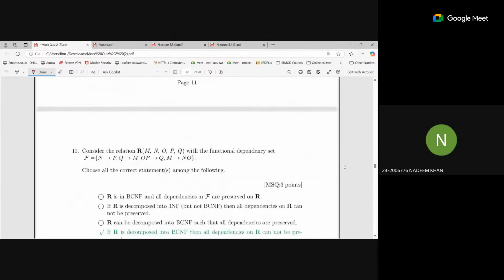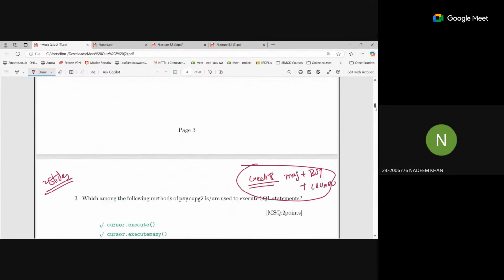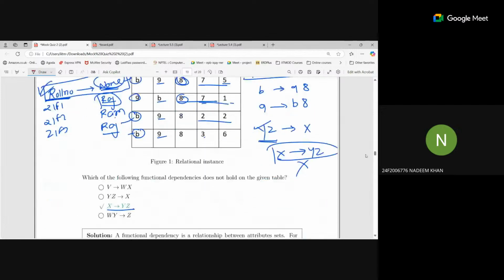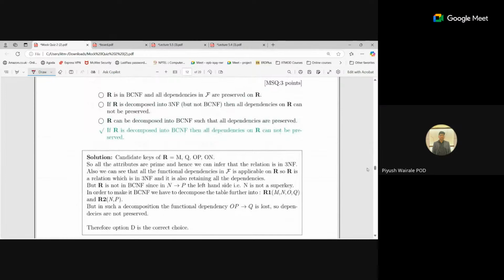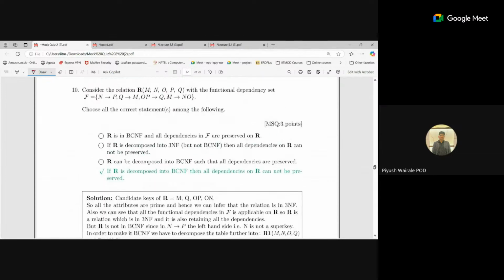Sir, in quiz 2, what will be the percentage of questions from week 1 to 4? Simple, one question you can expect. For example, we can give in SQL, decompose that table, some FDs will be there, find out the key, like that. But anyway, maybe any one question you can expect from week 1 to 4, but mostly week 5 to 8 only. Okay, sir. Thank you, sir.